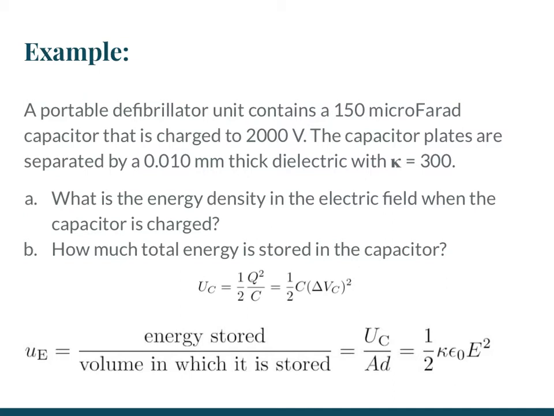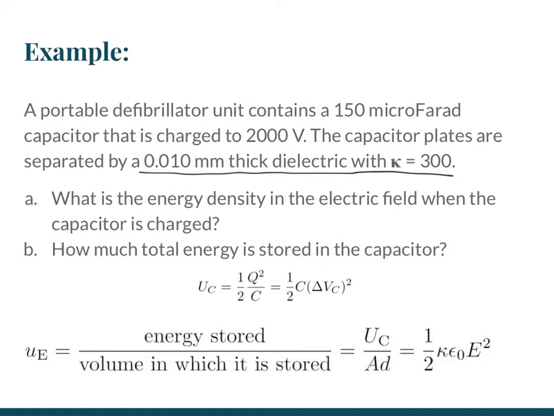This defibrillator has a capacitor with a capacitance of 150 microfarads, and the battery charges it to 2000 volts. We know a couple of other things about the capacitor here. The plates are separated by a 0.01 millimeter thick dielectric with a dielectric constant of 300, which is a rather large dielectric constant. And we've got two questions. The first one is, what is the energy density in the electric field when the capacitor is charged? And the second one is, how much total energy is stored in the capacitor?